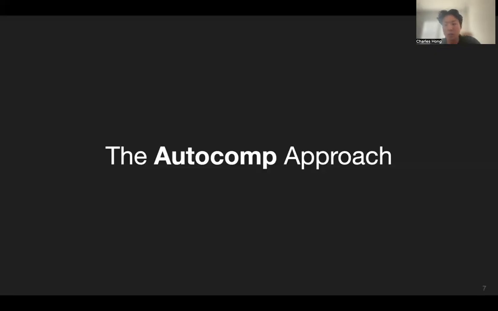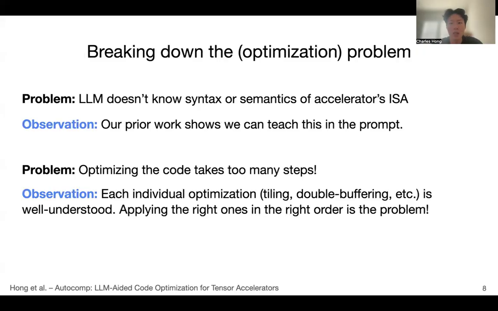So we address this with an approach that we call Autocomp. So what is this approach? First of all, let's think about how to solve the problems that we just discussed. The LLM doesn't know the syntax or semantics of the accelerator's ISA. However, we've done prior work showing that we can include this in the context and teach it through in-context learning.